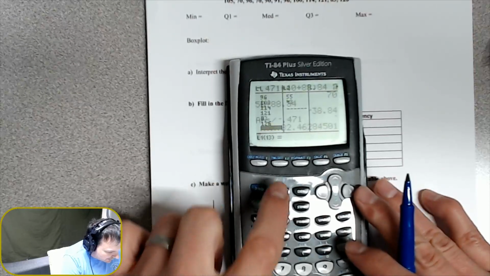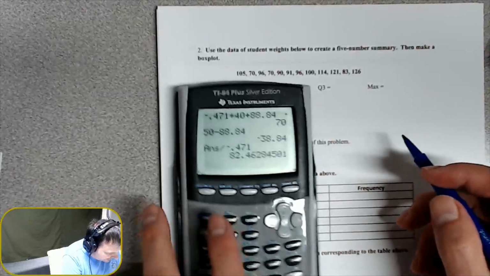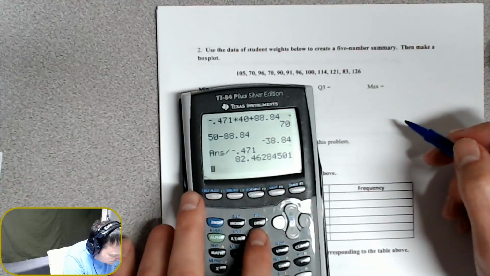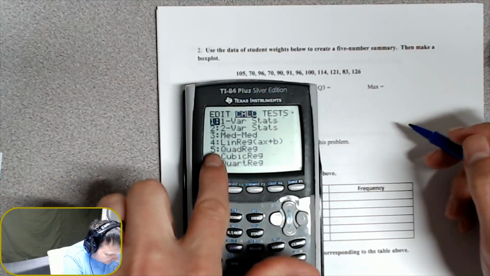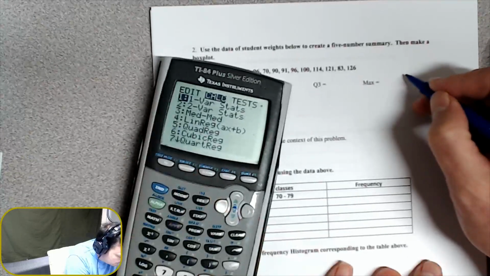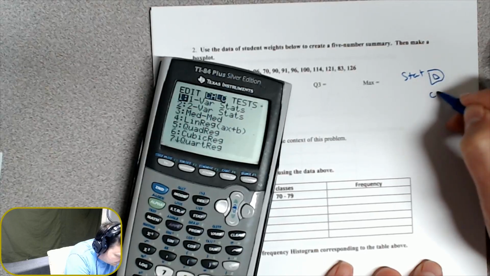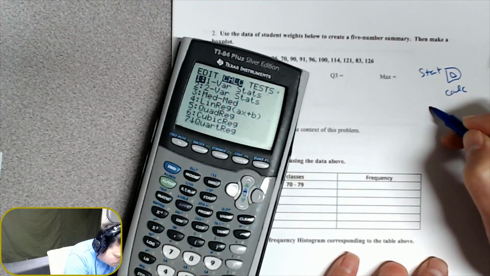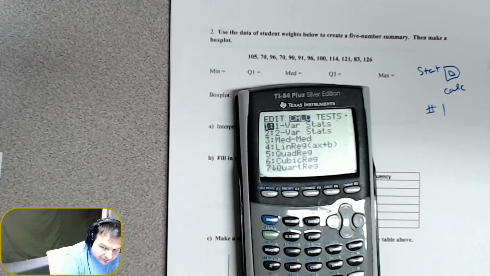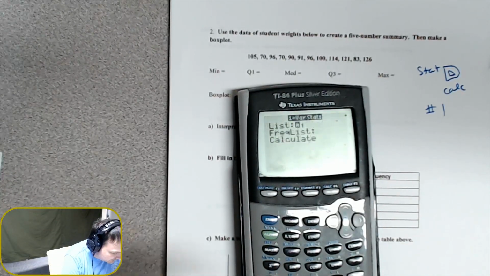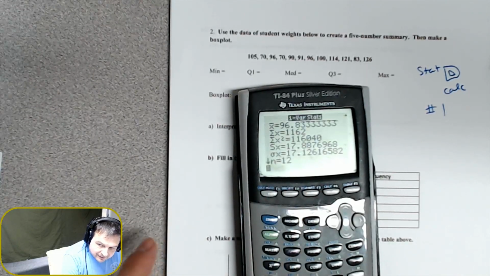Now, where was the 5-number summary? Remember the last one was under stats: stats, calculate, and we went down to 4. Well, this one is under stat, and again one arrow over to calculate, but this one is number 1, the one variable statistics. That's where everything was stored. So I'm going to run the one variable statistics, double check it's list 1, and calculate. Let's see what we got.